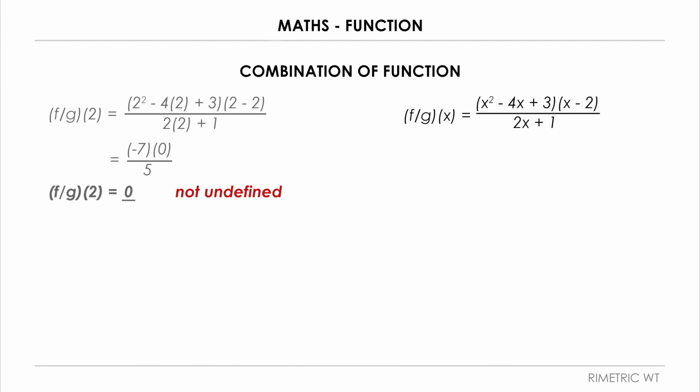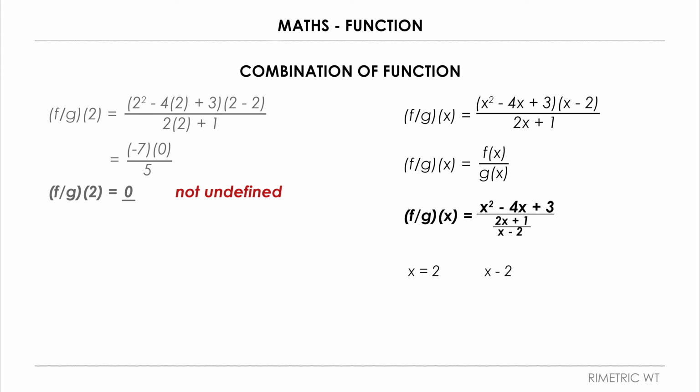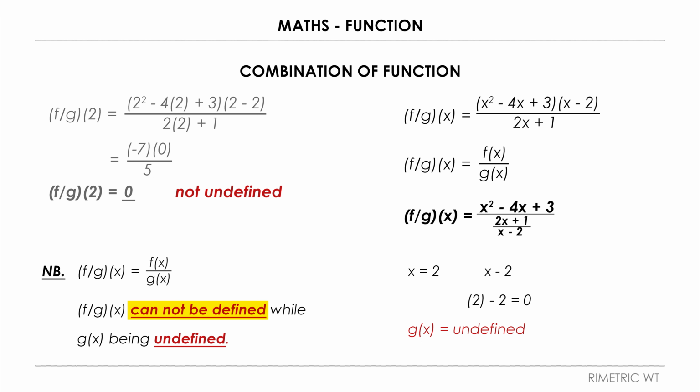But the concept of the quotient function is the result of f of x over g of x, which is x squared minus 4x plus 3 over 2x plus 1 over x minus 2. Meaning x's value that makes g of x's denominator 0 will automatically make the quotient function undefined. And that number is 2, where it makes x minus 2 the denominator 0, making it undefined. Please be reminded that f over g of x is always equal to f of x over g of x, where g of x must not be 0. Hence, the quotient function can't be defined while g of x is undefined.